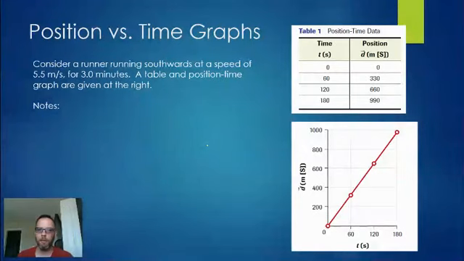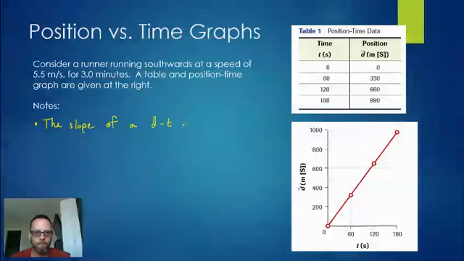So consider a runner running south at a speed of 5.5 meters per second for 3 minutes. So we've got a table of that data and a position time graph for that data as well. So what you'll notice, first of all, is that this position time graph is a straight line. And this is the first kind of note, something you guys learned in your grade 11 course. Is this, the slope of a DT graph, position time graph for short. It gives the average velocity.